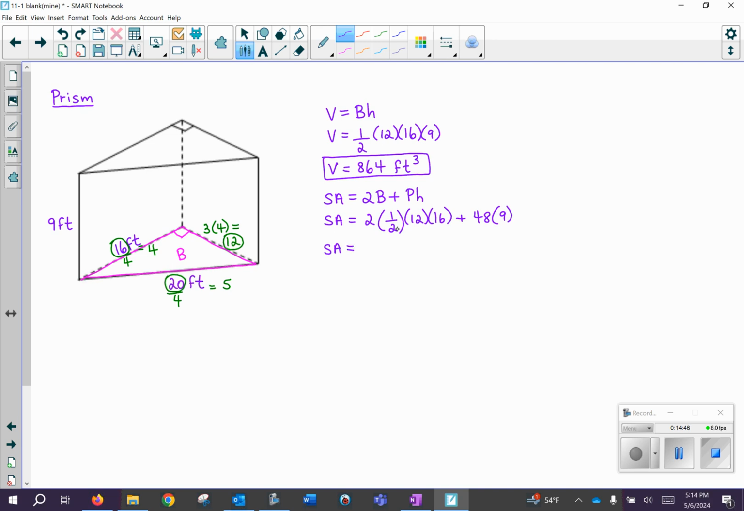Okay, 2 times 1/2, that cancels. 12 times 16 is 192. 48 times 9, don't take my word for it, guys. Make sure you're practicing it, please. So 432, when you add them together, 624 feet squared. All right, and that is everything you need to know for volume and surface area of prisms and cylinders.